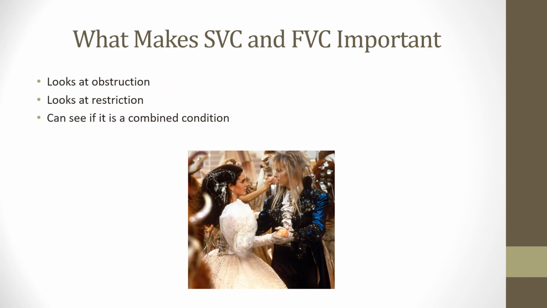So what makes them important? We're looking at obstruction and restriction when we're looking at slow vital and forced vital capacity, and it can also tease out if it's a truly combined condition or not. So we're looking at that relationship and trying to figure out, do we have a combined condition or just a condition on its own? And that's going to make a difference on how we treat the patient, what type of medicines we pick, what type of therapies we pick, and so forth.